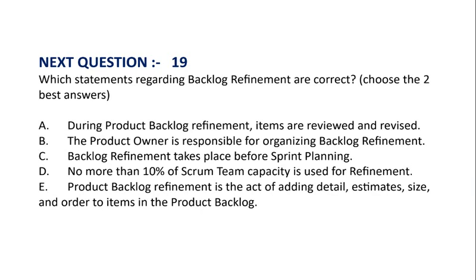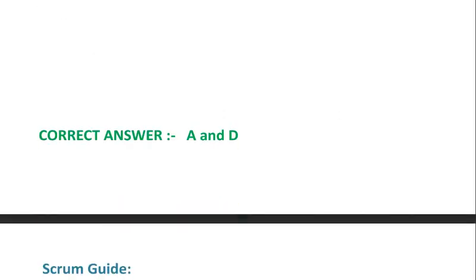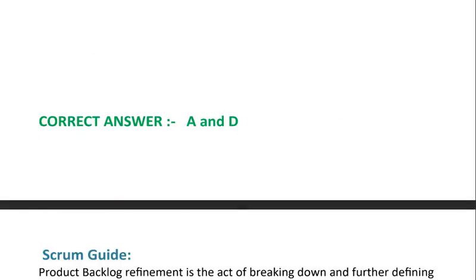Option E: product backlog refinement is the act of adding detail, estimates, size, and order to items in the product backlog. Correct answer is option A and option D.